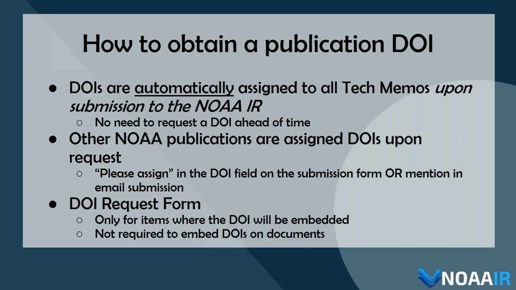We do assign all those other publications DOIs upon request. So within the form, speaking of submitting something to the IR submission form, there is an option where it says, what is your DOI? If you do not have one and would like one, please assign. That's what I mean there. Just say, please assign, and we will assign that. If you are submitting via email, mention that you would like to have a DOI assigned in your email submission, and we'll take care of it.